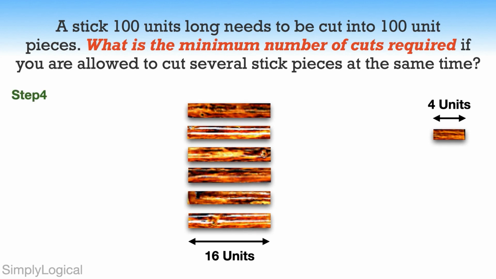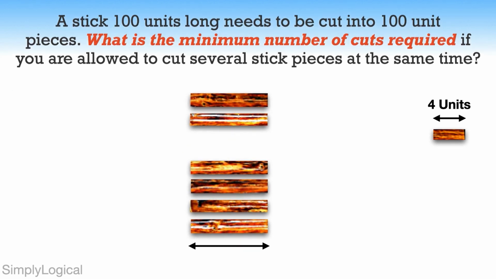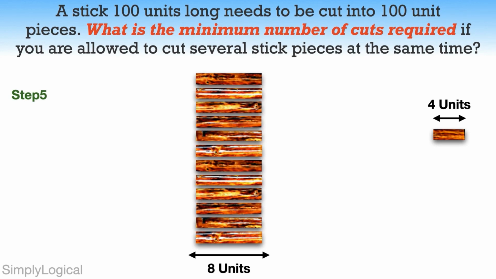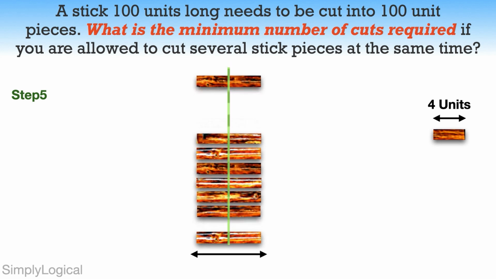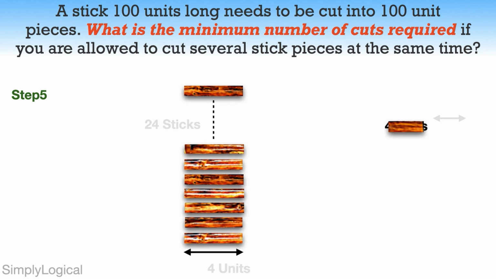In the fourth step, lay all your pieces on top of each other, aligned at the left, and cut at 8 units from the left, which means cut the pieces into 12 pieces of length 8 and 1 piece of length 4. In the fifth step, lay all your pieces on top of each other, aligned at the left, and cut at 4 units from the left. Cut the pieces into 25 pieces of length 4.